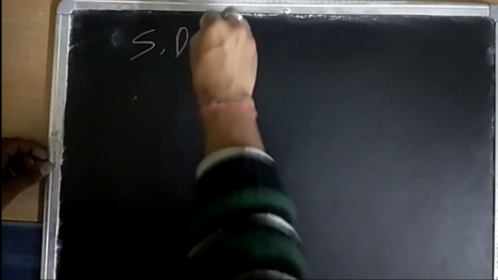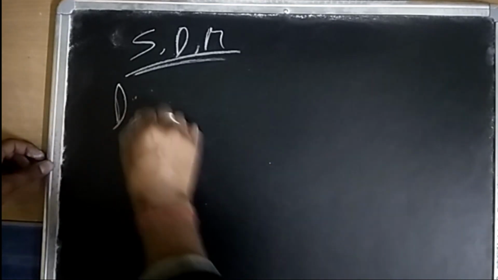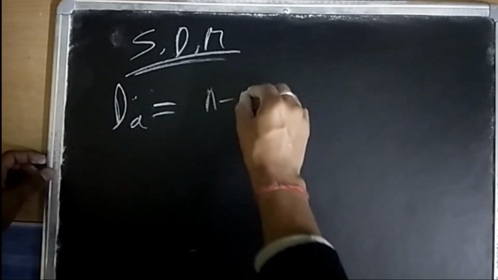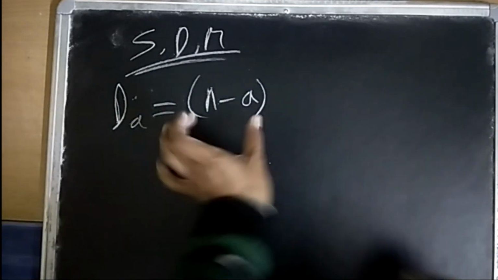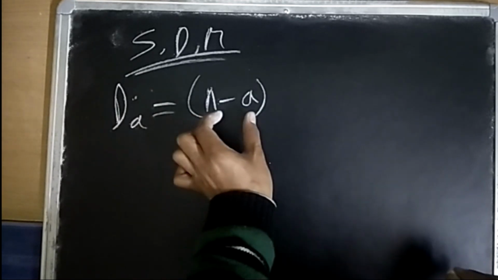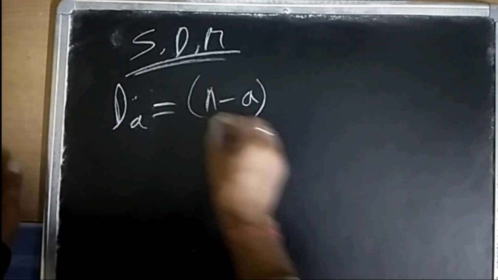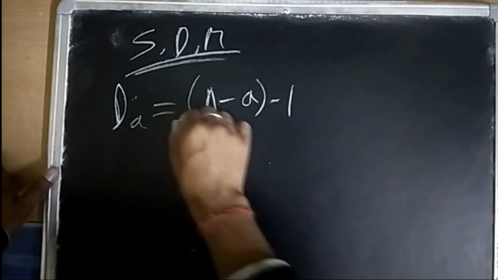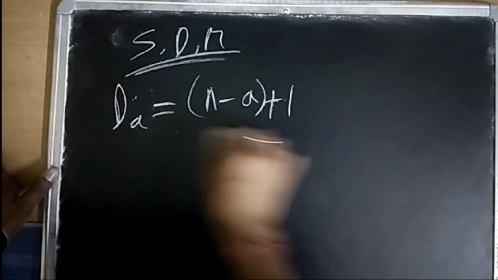Now the sum of digits method. This is like DA, so remember it this way: N minus A, the difference, how many years are left, plus 1.